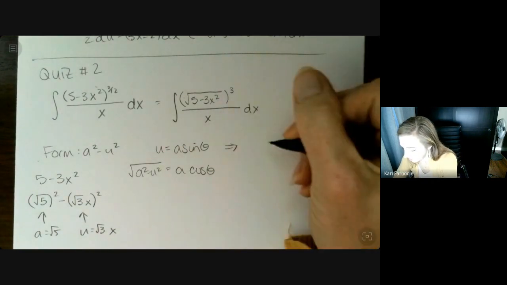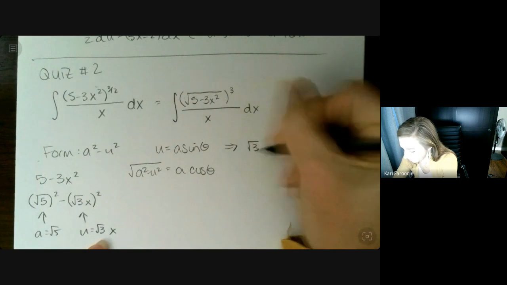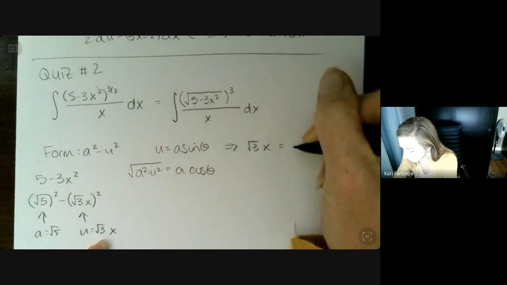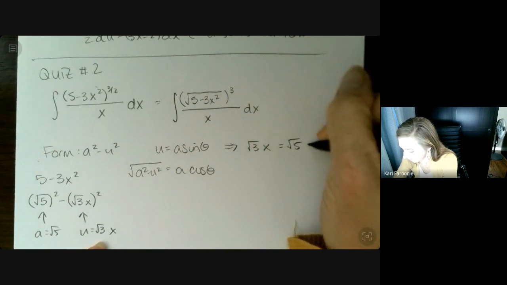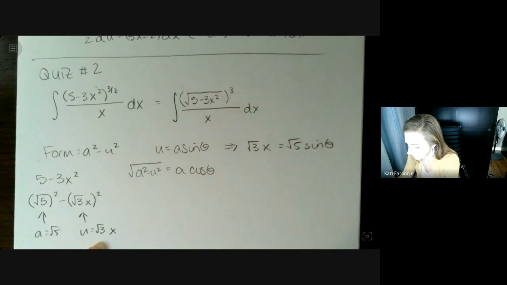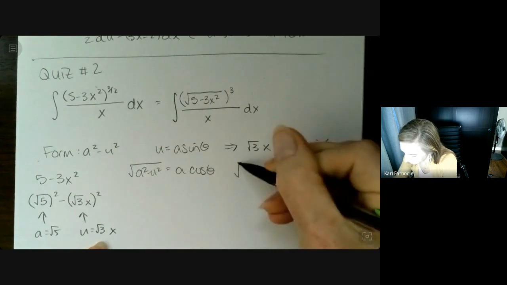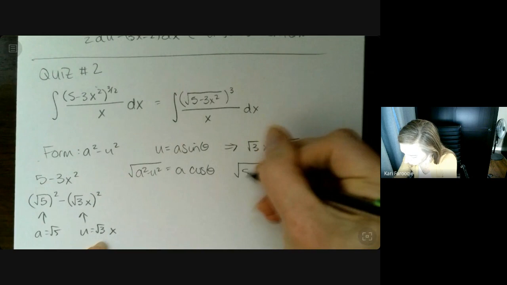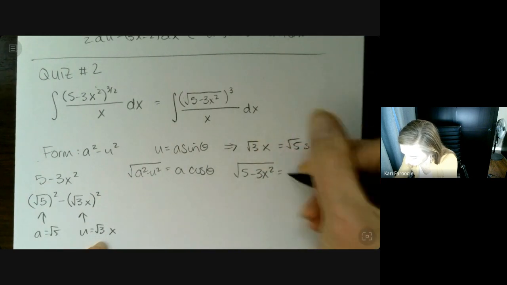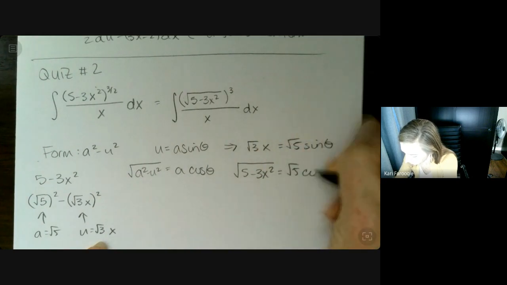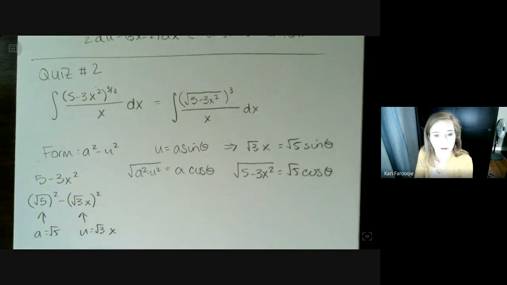So when you fill this in, you're going to have the square root of 3x equals a, which is the square root of 5, sine theta. And then your a squared minus u squared is going to be the square root of 5 cosine theta.